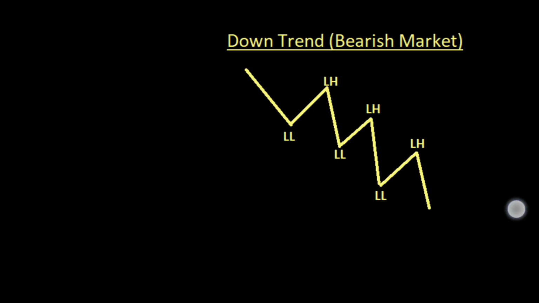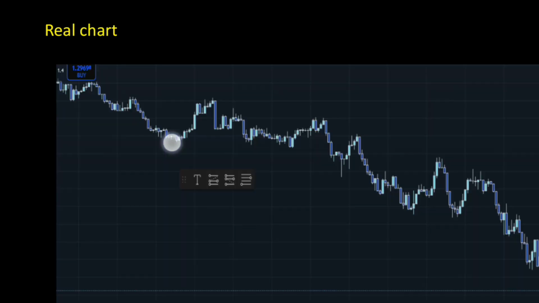So this is a graphic representation of a bearish market. The price moves down, creating a lower low. It pulls back up, creating a lower high. Then it moves further down, lower than the previous low, creating a lower low. It pulls back, creating a lower high. Then it moves further down, creating a lower low, and pulls back up, creating a lower high.